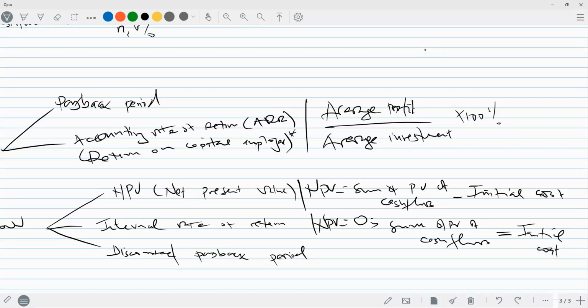Of course, conventionally, the main methods are the NPV, the IRR, and the payback, along with the discounted payback period. Those are the conventional methods that we commonly use when it comes to the appraisal of investment.